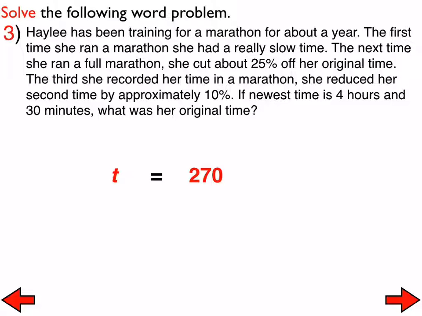So now if we go on to read through the problem, the next time she ran a full marathon, she cut about 25% off of the original time. So if she cut 25% off, what percent does that leave us with? 75%. So that means we're going to multiply the variable on the left-hand side by 0.75.